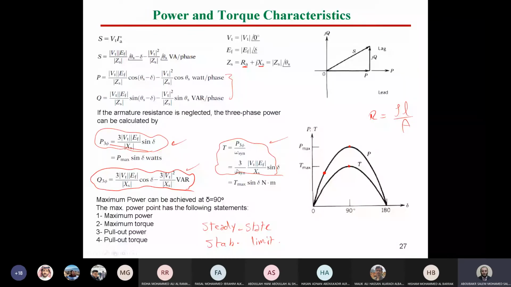For that, we call the operating point here the steady state stability limit, which means if you move the machine operation past delta equal 90 degrees, you will go to the unstable region at steady state, and it's not preferred to do that. So the maximum, or the steady state stability limit, is delta equals 90 degrees.